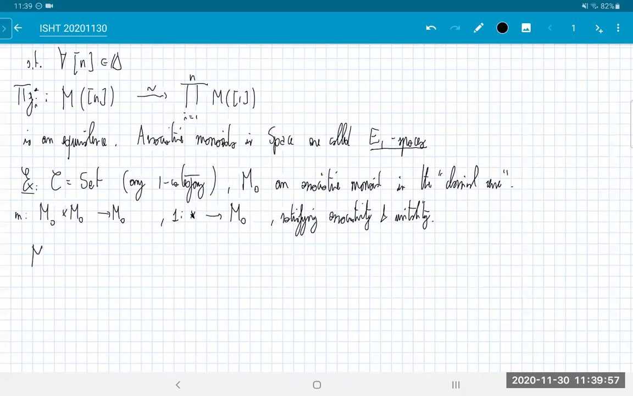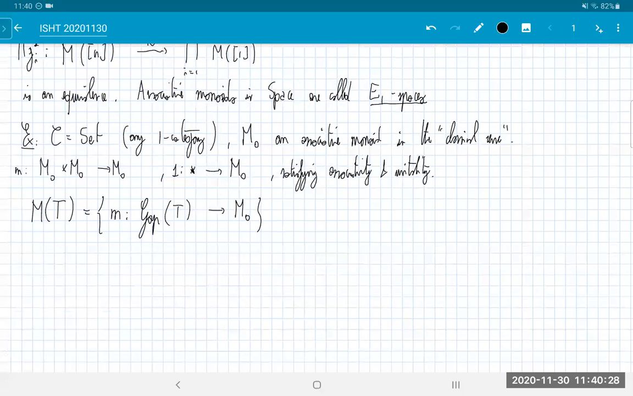So we can define M of T. This is the set of functions from gap T into M0. So you can think of M of T as elements of your monoid, one element of your monoid for each gap in T. And so if you have a map from T to S, I'm going to give you a map from M of S to M of T.